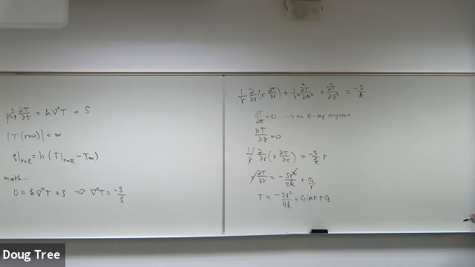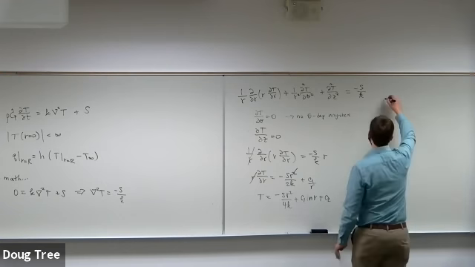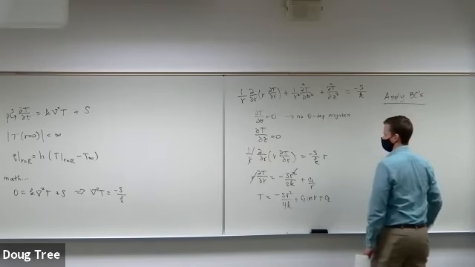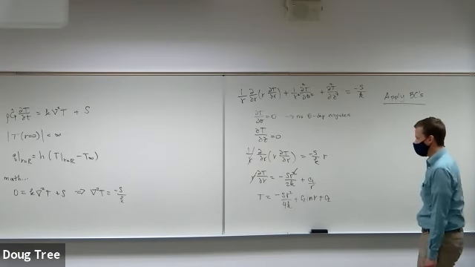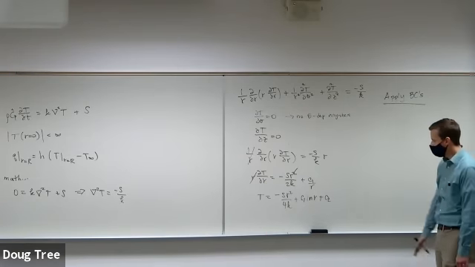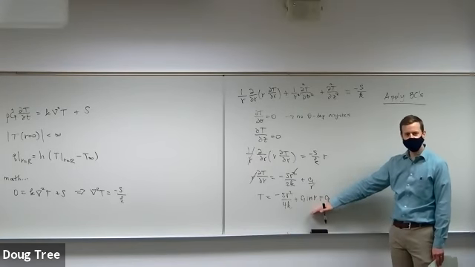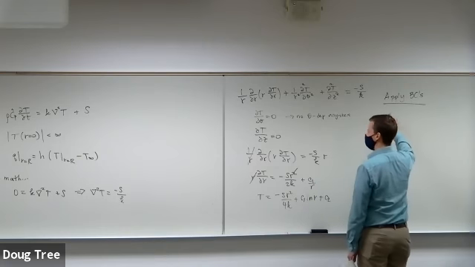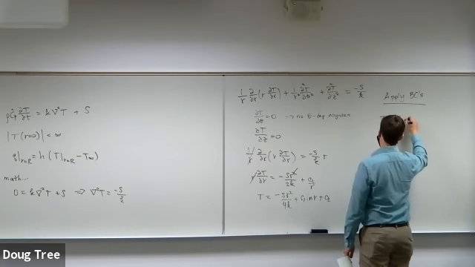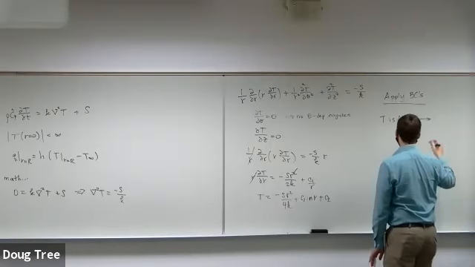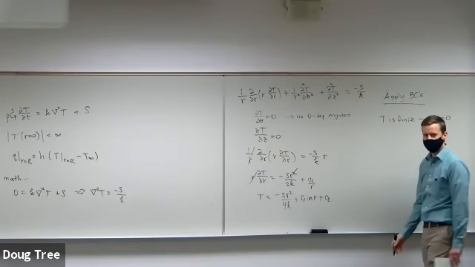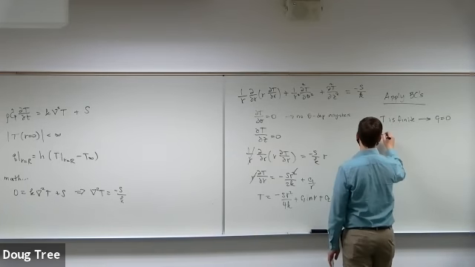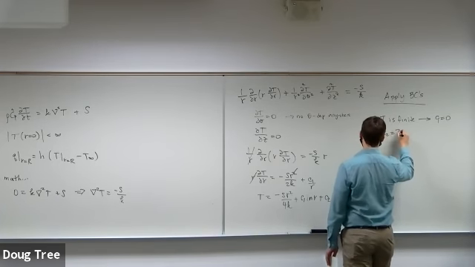Now I need to apply boundary conditions. The first boundary condition says that when I set r equals 0, this thing has to be finite. I have the natural log, so that makes sense. If T is finite, that implies that C1 equals 0. This is looking a lot like Poiseuille flow, to this point. So now I've got to find C2 as well.